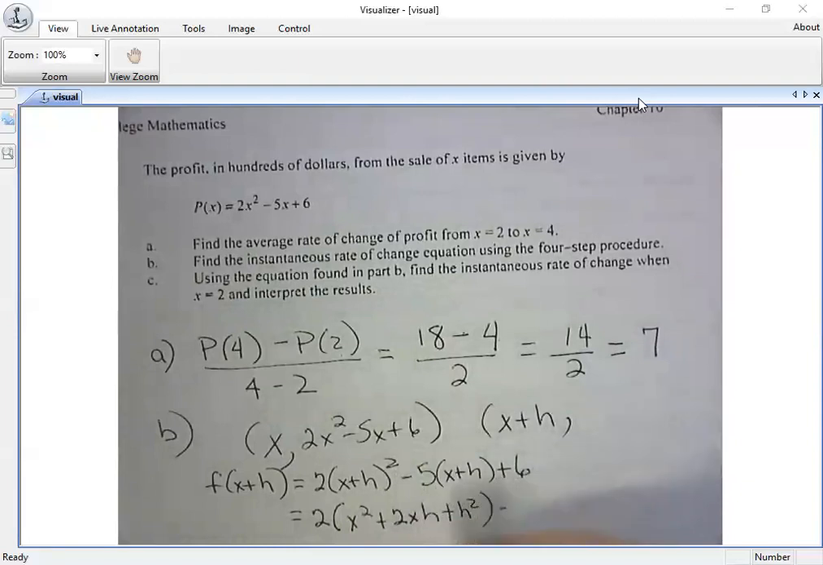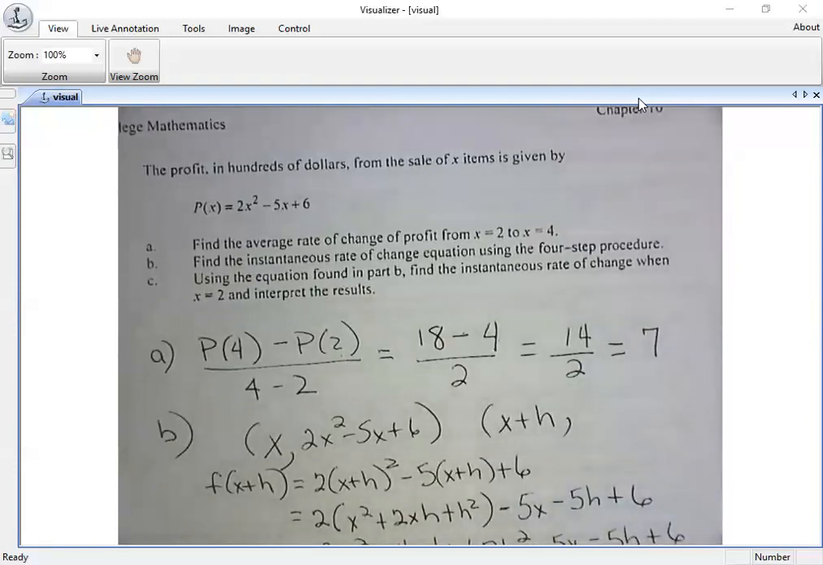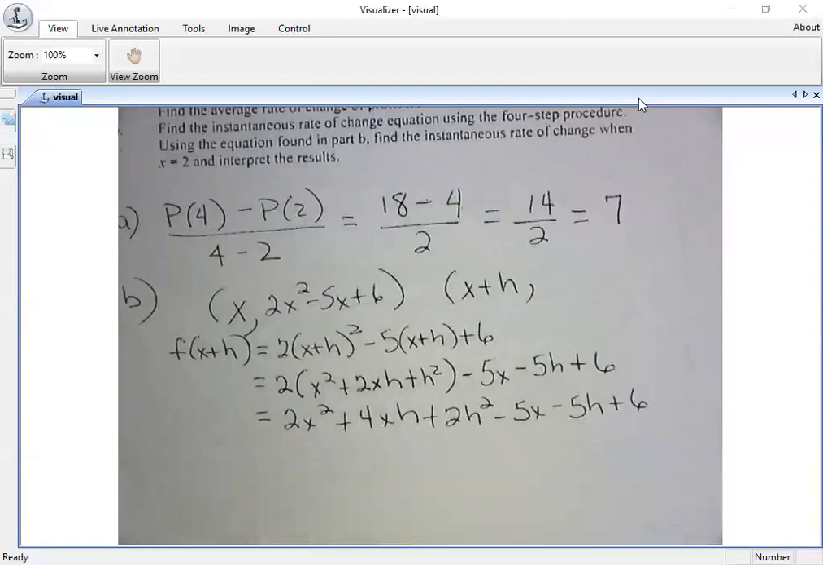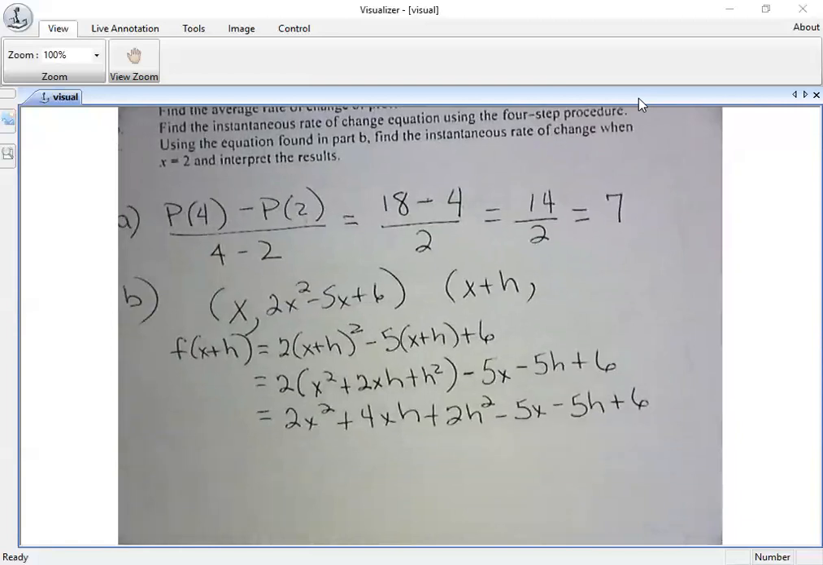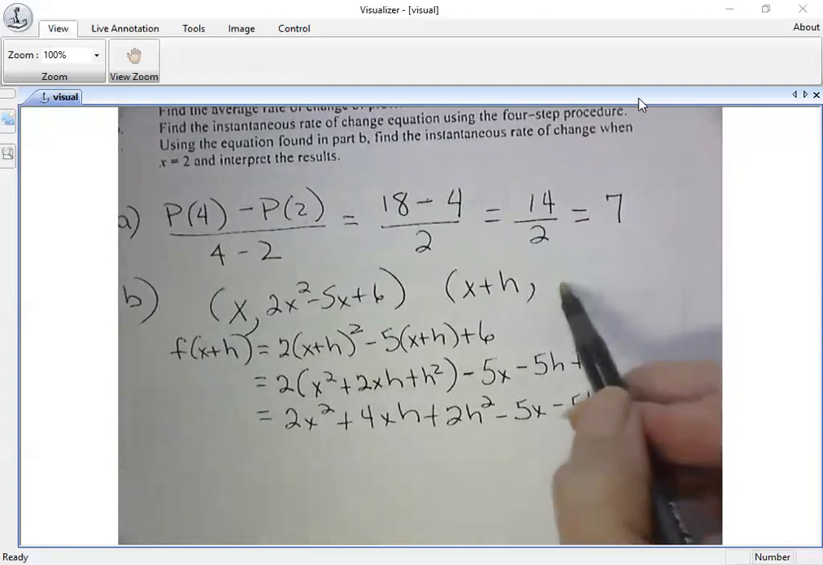Well, let's go ahead and finish out the end of this. If I distribute the minus 5, I get minus 5h, and then a plus 6 on the end. Now we'll distribute this 2 through here, and we get 2x squared plus 4xh plus 2h squared, and then we have the minus 5x minus 5h plus 6. Whew, let me pull that up so you guys can see it. And that's the totally cleaned up, all the terms we need for the y value of the second point, right?